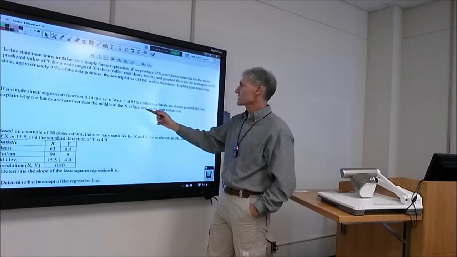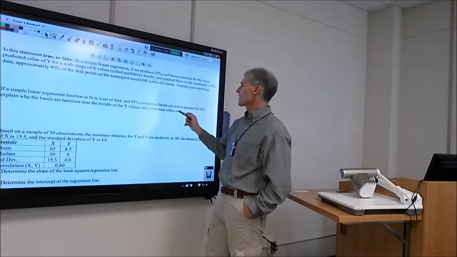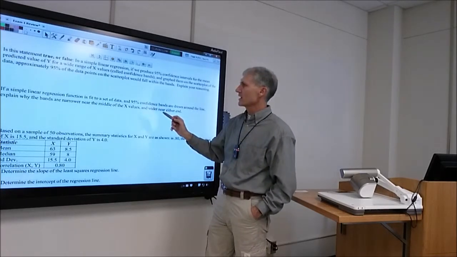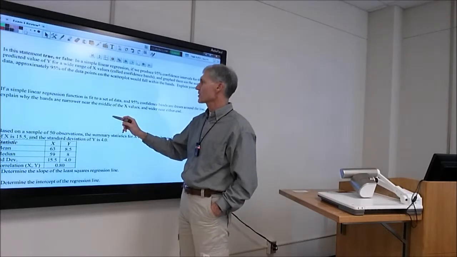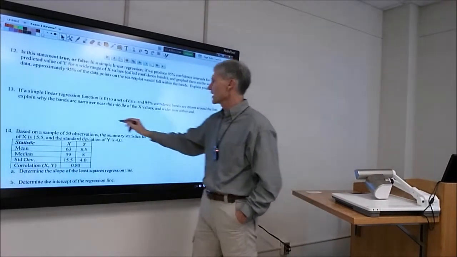Okay, 13 says 95% confidence bands are drawn around the line. Explain why the bands are narrower near the middle and wider near the end.